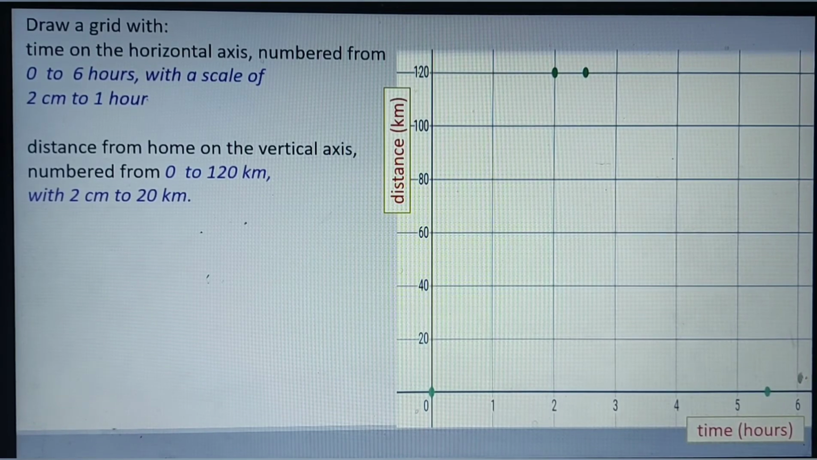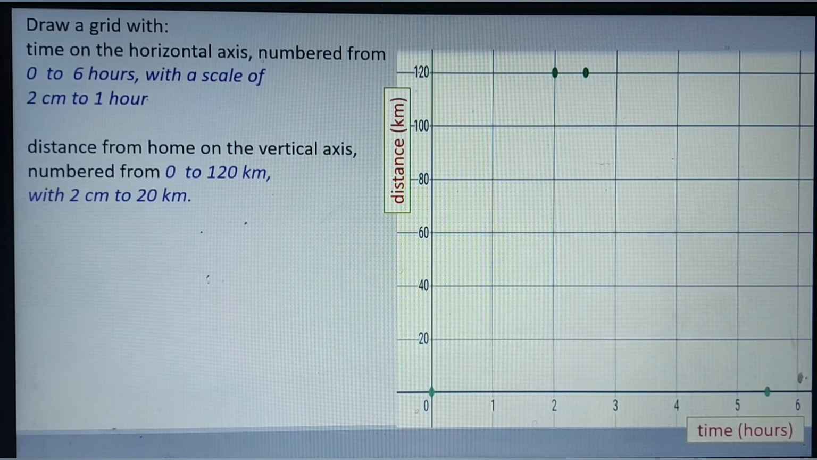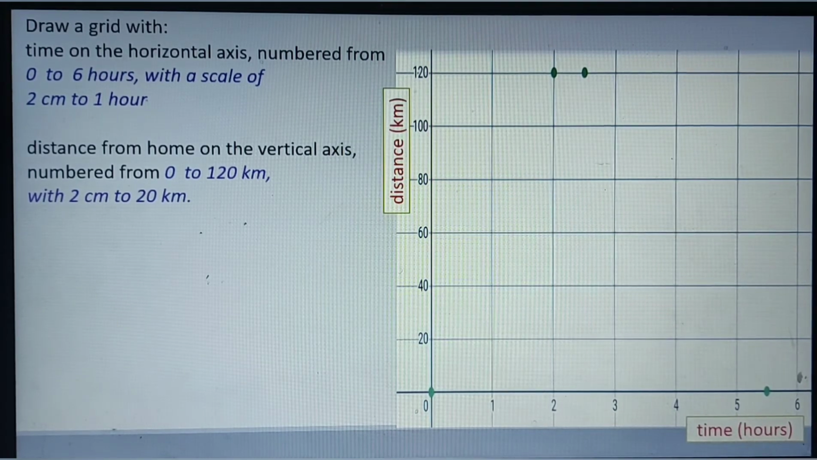So following the instruction given in the question, it says draw a grid with time on the horizontal axis numbered from 0 to 6 hours. So if you look at the horizontal axis, you see that the time is numbered from 0 to 6 hours with a scale of 2 centimeters to 1 hour. So the difference between each of them is 1. So 1, 2, 3, 4, 5, and 6.